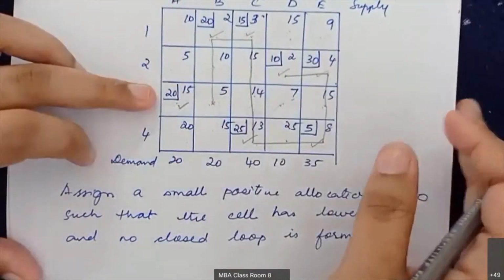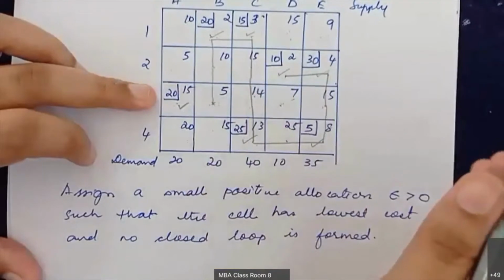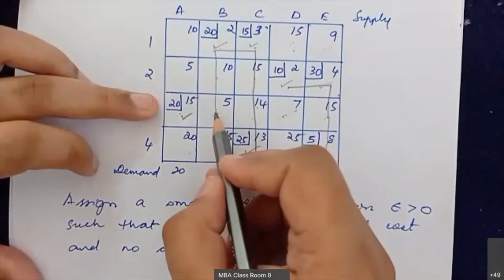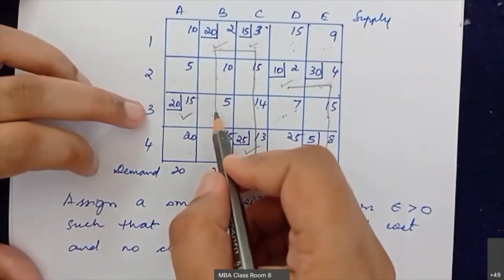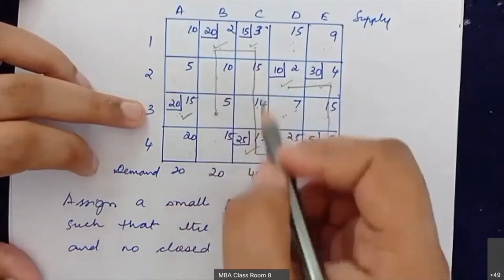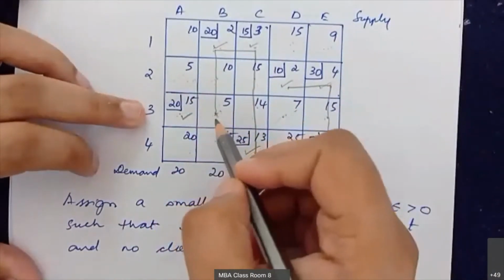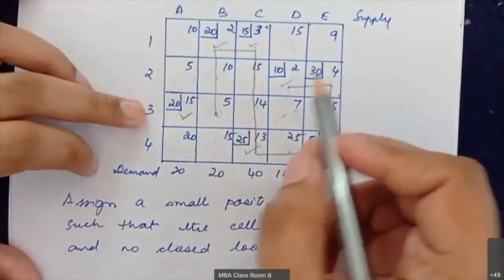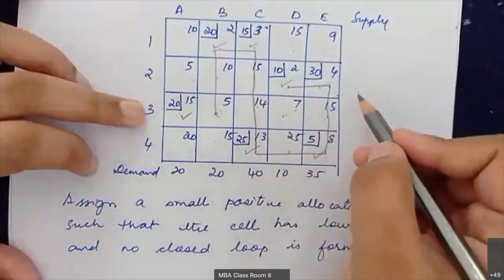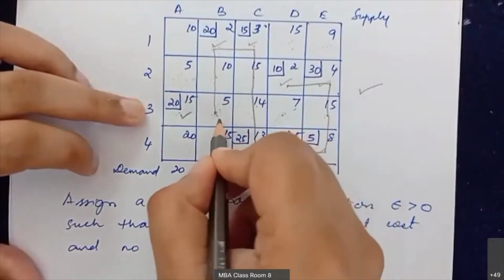So what it means is, if I start from here, a closed loop is not possible. So this is the cell that we are going to assign our epsilon. Our main objective here was to select a cell such that the cell has the least cost and no closed loop is possible. My least cost had two cells, 5 and 5. I selected this one. From this, if I try to draw a closed loop, I am not able to form one. So this cell satisfies the condition for selecting a cell for putting epsilon.